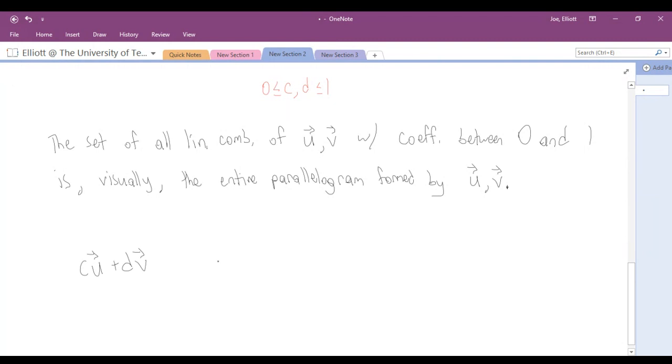So let's imagine what if we had c being between, say, 0 and 2 as an example. And maybe let's say d, if we restrict d to be between 1 and 3. Let's think visually, what would the set of all of these linear combinations look like? So what do these linear combinations look like?